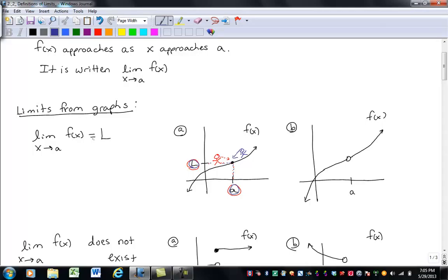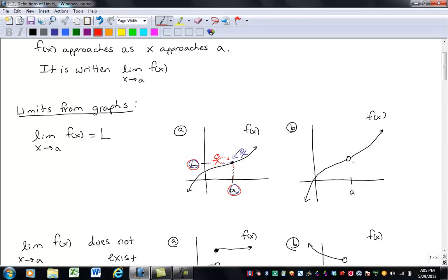Example B is really the same thing, except it's slightly different because there's a hole at a. If you look here at x equals a, this is the point we're worried about in the limit. At x equals a, there is no y value. There's actually a big gaping hole there, and that's what that represents on the graph. But for the limit, it doesn't matter what the actual y value is. If I wanted to know what the actual y value was, I would ask, what is the y value at x equals a? The limit doesn't do that.